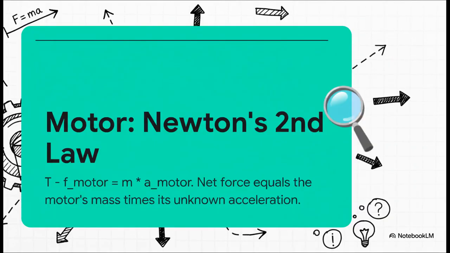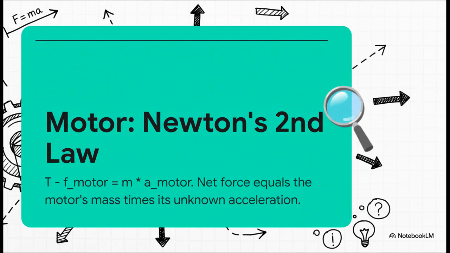All right, now it's the motor's turn. Same process. Net force equals mass times acceleration. The forward force is tension, T. The backward force is its own friction, F motor. So T minus F motor equals its mass, m, times its acceleration. Now listen up, because it's a huge trap that so many students fall into.